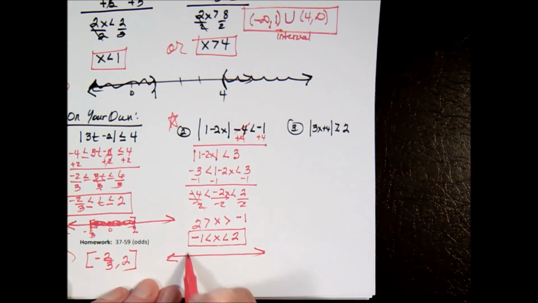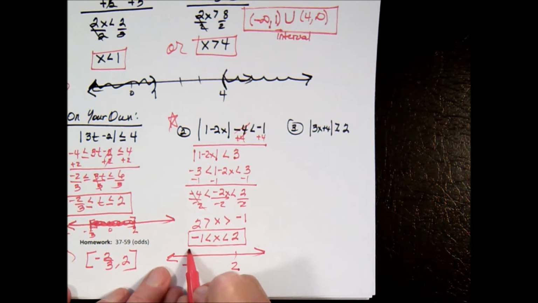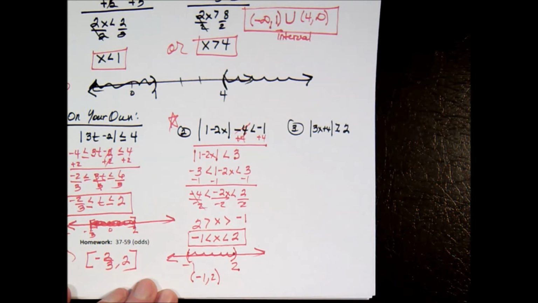On the number line, I have negative 1 and 2. I know it's the stuff in between because that's a type 1, so I'm just going to put parentheses, and it's everything in between, so then I can go underneath and do my interval.